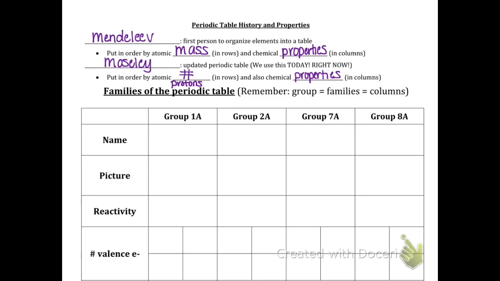All right, so we're going to now learn the families of the periodic table. There are many, but we're going to concentrate on a main 4. Remember that group also means families. Families also means columns. So you got to remember that they are interchangeable. The first group that we are going to learn are called alkali metals.